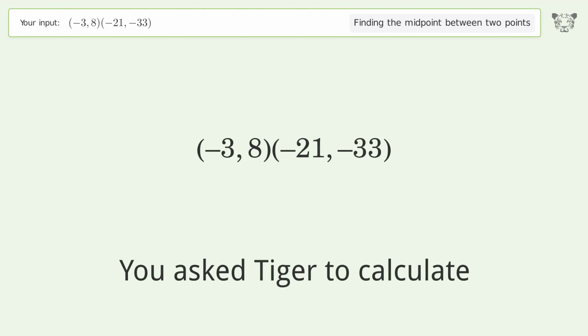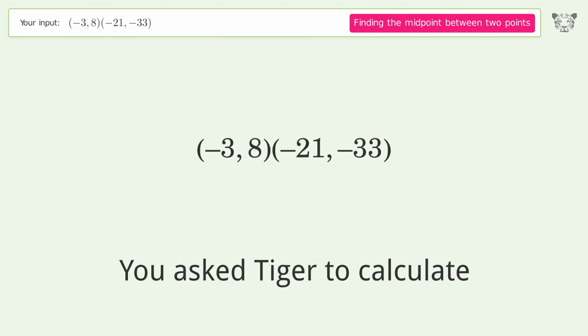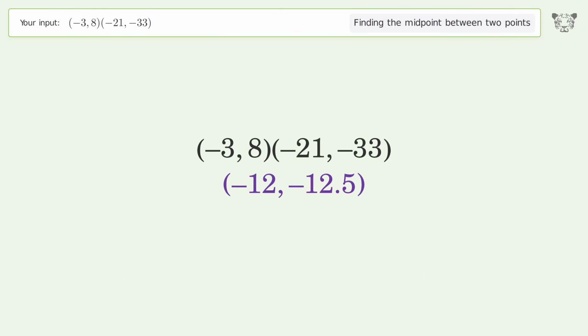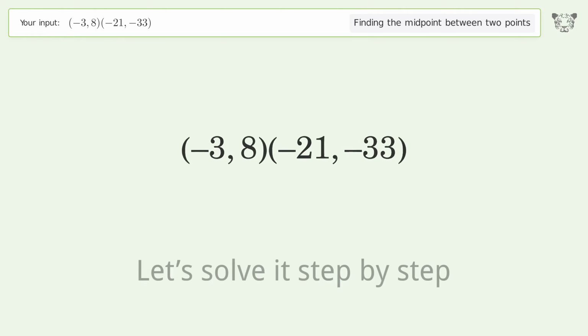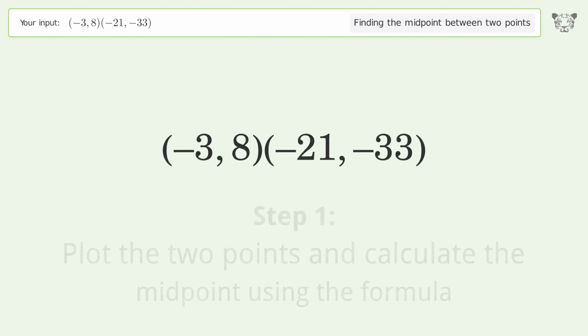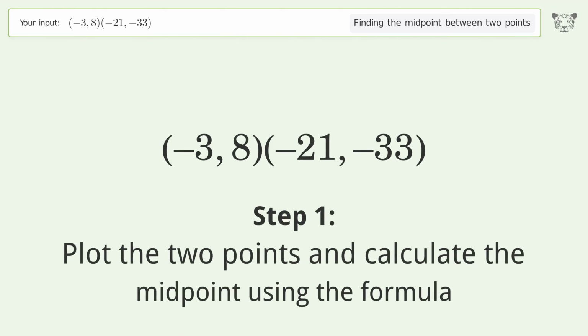You ask Tiger to calculate. This deals with finding the midpoint between 2 points. The midpoint between the 2 points is -12, -12.5. Let's solve it step by step. Plot the 2 points and calculate the midpoint using the formula.